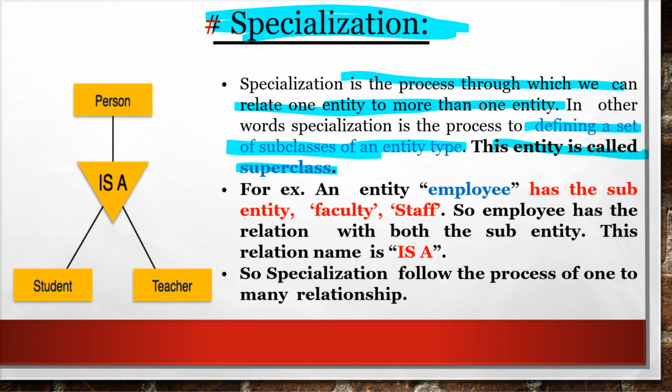For example, here person is an entity, student is another entity, teacher is another entity, but both of these entities have some common features. All these common features are grouped into the person entity, and now this person can be specialized to student. This person can also be a teacher. This is the concept of specialization, when we are defining the subclasses of a superclass.